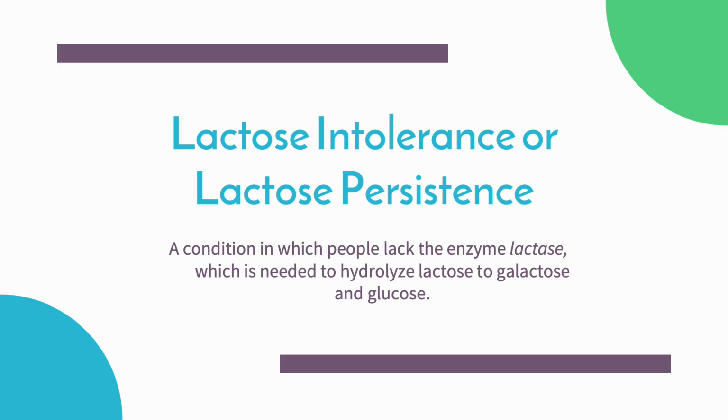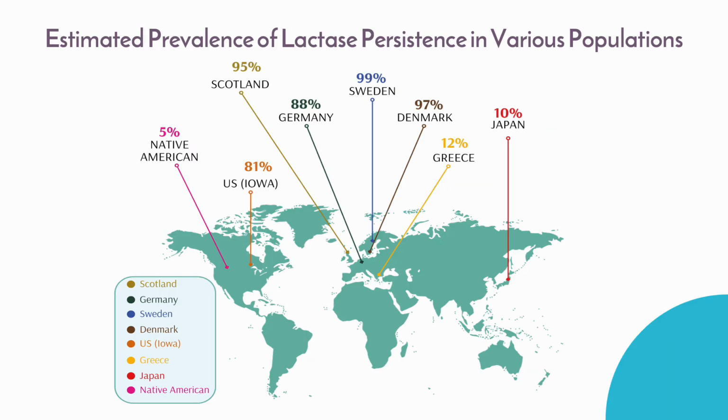say food allergies, it actually arises when one's immune system responds to a foreign substance tagged by the immune system as an invading allergen. Lactose intolerance does not actually involve the immune system. It is a condition wherein people lack the enzyme lactase, which is needed to hydrolyze lactose to galactose and glucose. Here are the estimated prevalences of lactase persistence in various populations.